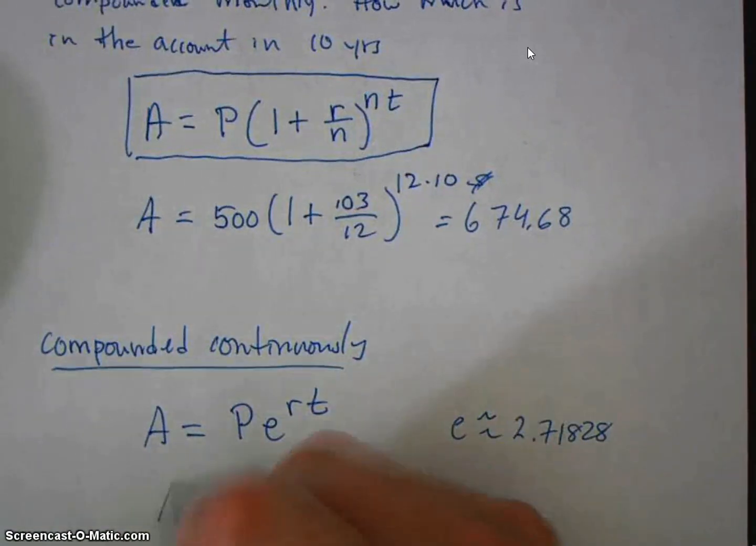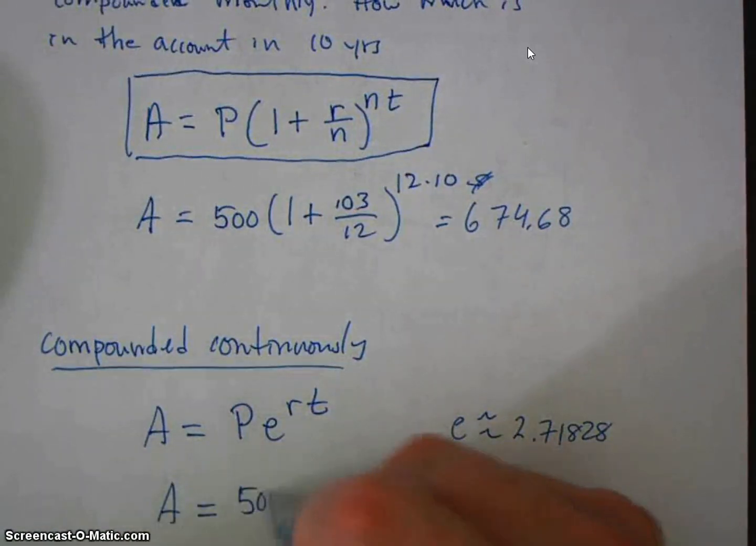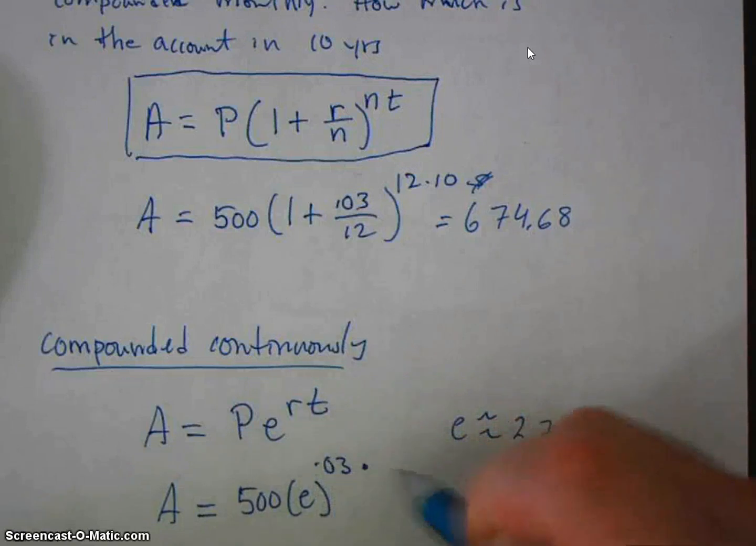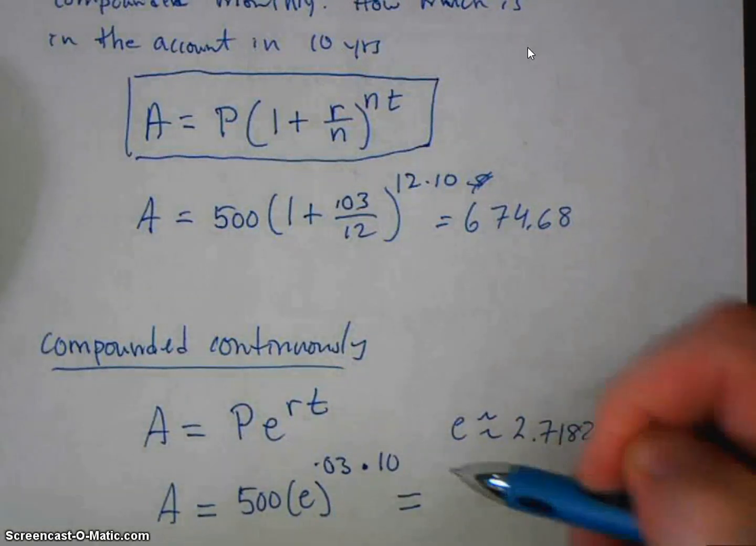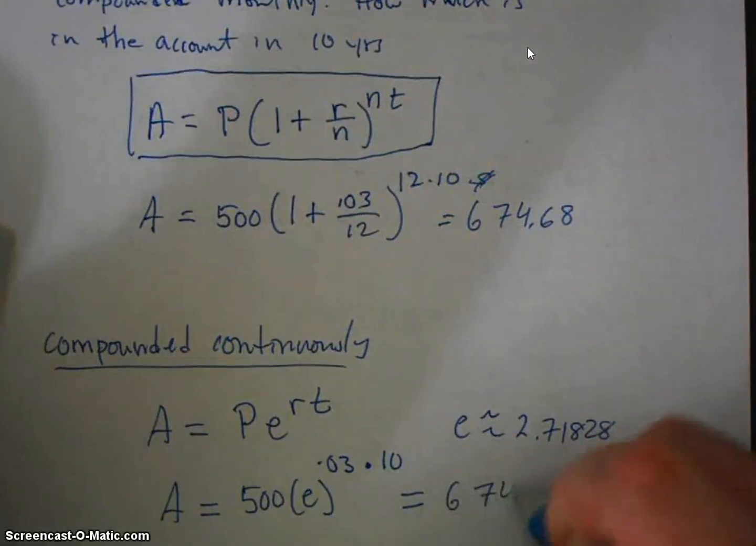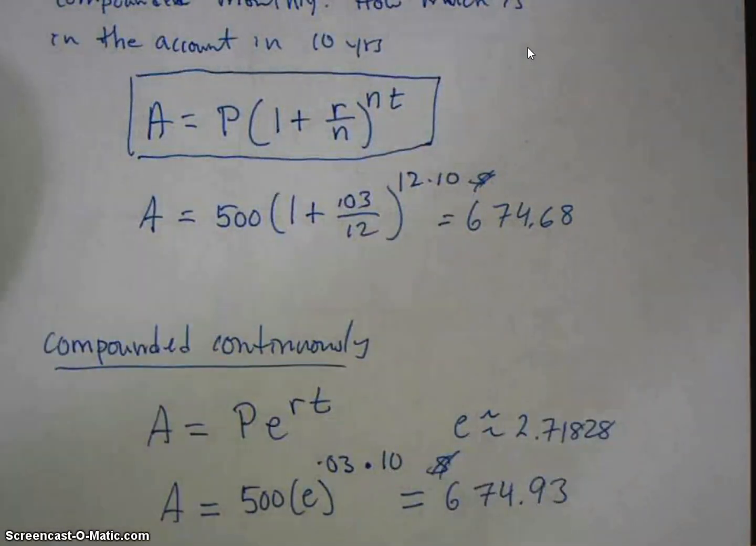So for the same problem, the answer would be A equals 500, E raised to the interest rate is 0.03 times 10 years. You know what this compounded continuously is? This is a hypothetical situation where you're earning interest all the time. It's more than daily, more than monthly, more than every second. It's at all times. And you'll see from the answer that it doesn't make that much difference. If you could get somebody to pay you interest all of the time, you only made a few more cents. So, okay, well that's it for this section.